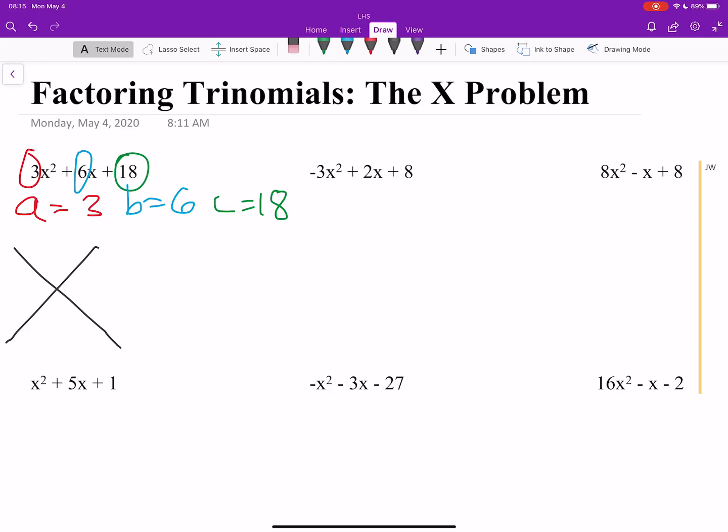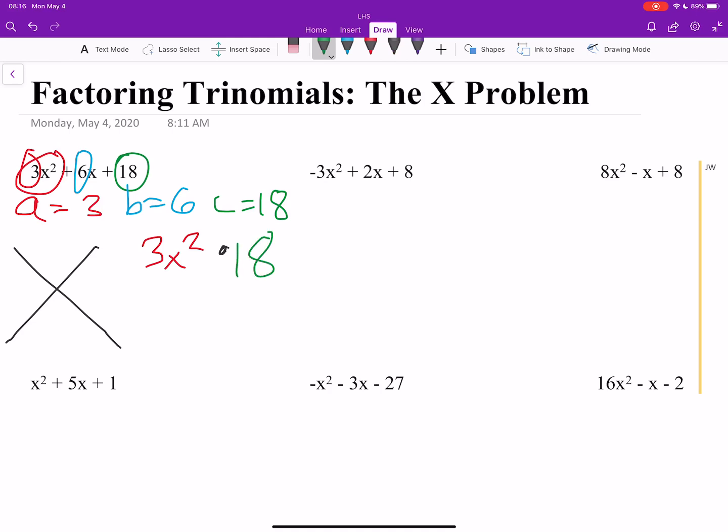In the top of the x problem goes our A term times our C term. Note that I say the whole term, and we'll see why on Wednesday. I want you to write the whole term. And down here goes B. Again, I want the whole term, so not just the number 6. Let me show you what that looks like. On the top, I need to multiply A and C. I'm going to look at A as being the whole piece, 3x squared, and I need to multiply that by C, which is 18.